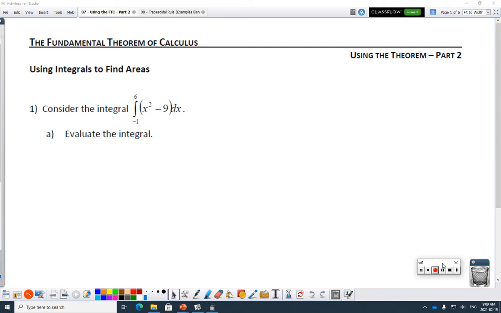Anyways, it says, consider the integral from negative 1 to 6 of x squared minus 9 dx. Evaluate the integral. Well, I'm going to teach this like you barely know what's going on. Like you're way behind. You're like, I don't even know what this symbol is. And I'm going to teach it from that perspective. And if you're farther ahead than that, then you'll find this easy.